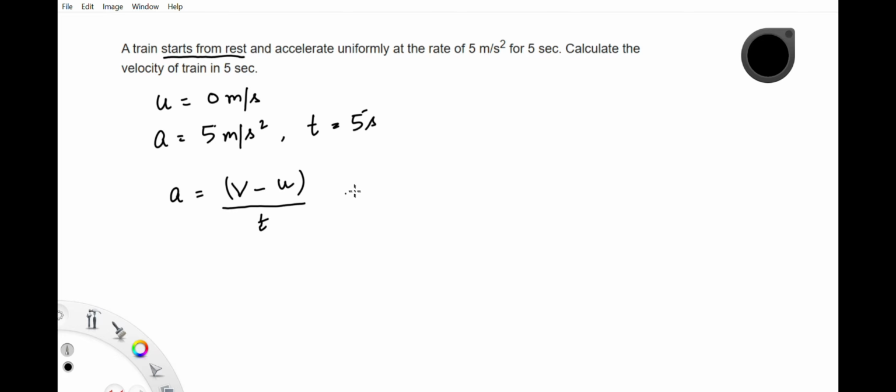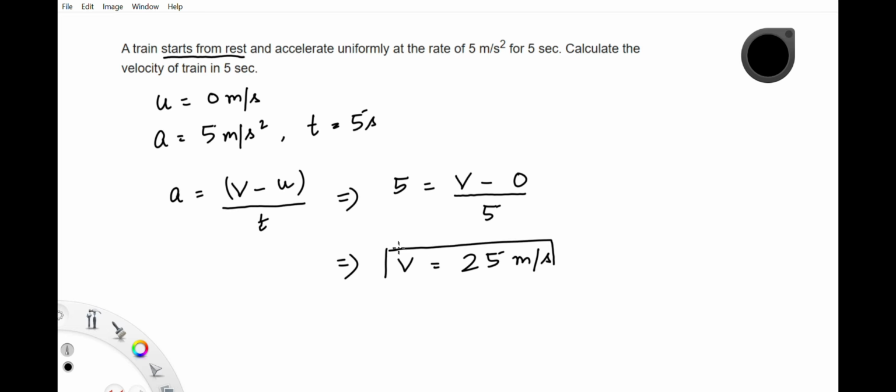But now in this question you are given acceleration as 5 meters per second squared. So what is not known is the velocity, and the initial velocity is 0 meters per second, and the time over here is 5 seconds. So you get v as, because v minus 0 is v, so you get the value of v as 25 meters per second.